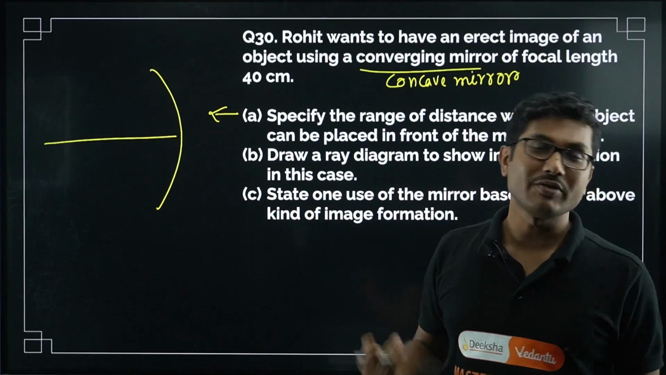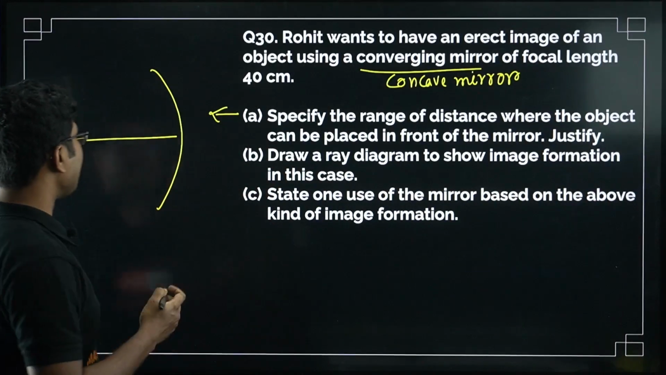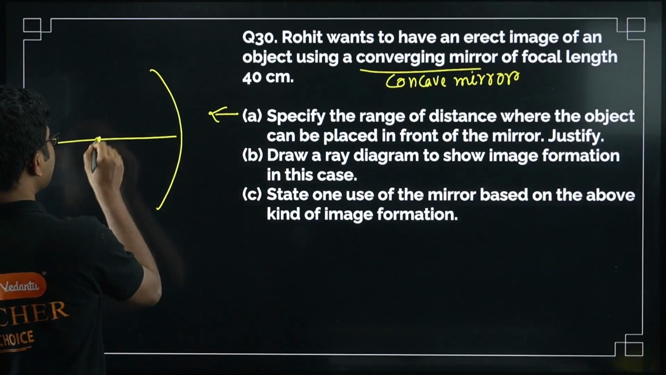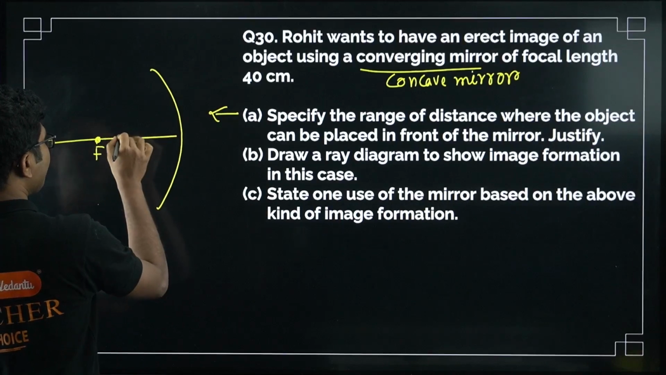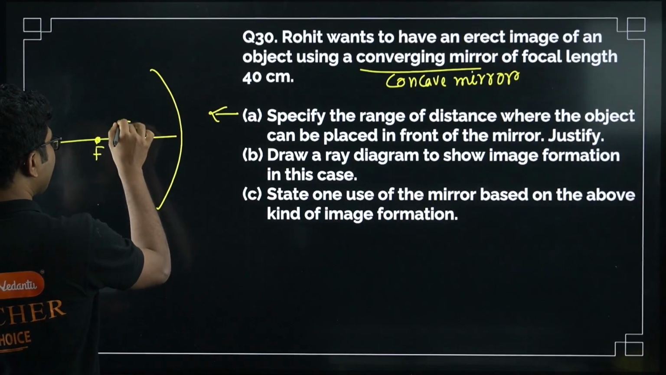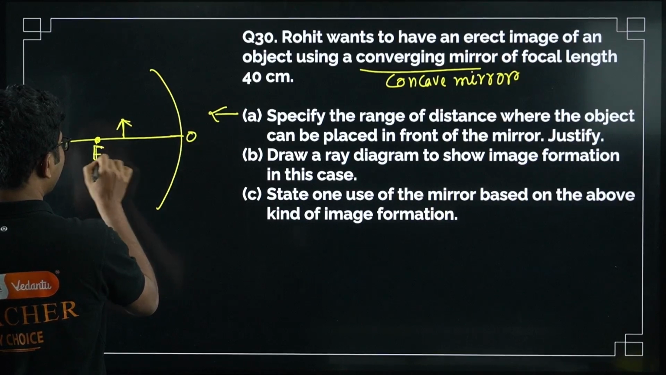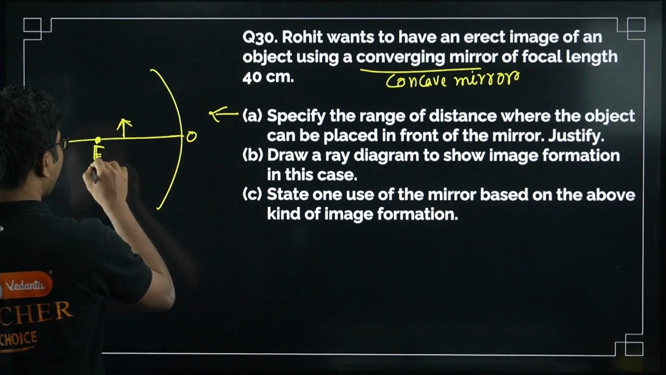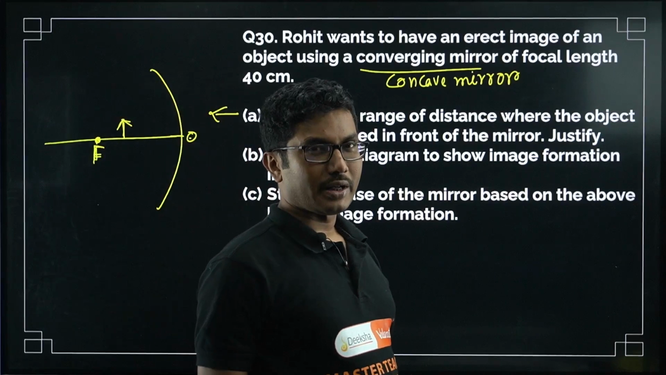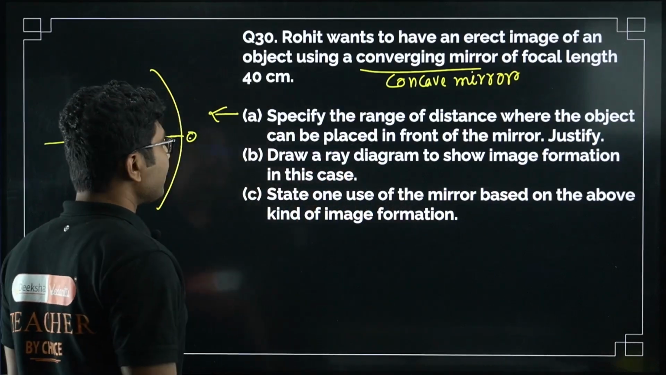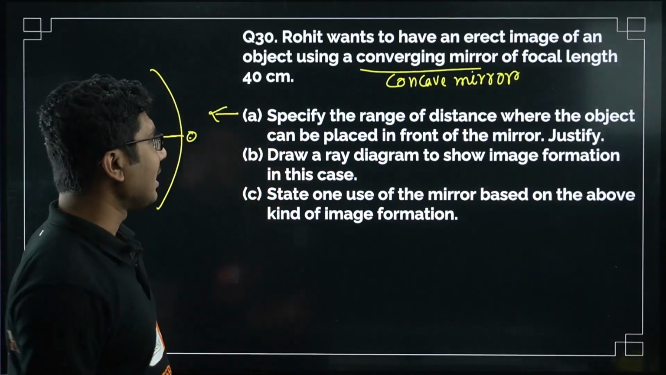Erect image means it has to be a virtual image. So that means the object distance has to be less than the focal length. So this is the focus, and this is the optical center. From the optical center till the focus, you can keep the object to get an erect image, right? The distance range we will see in a while, but it is the correct answer.